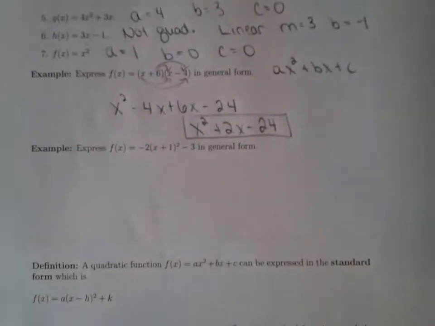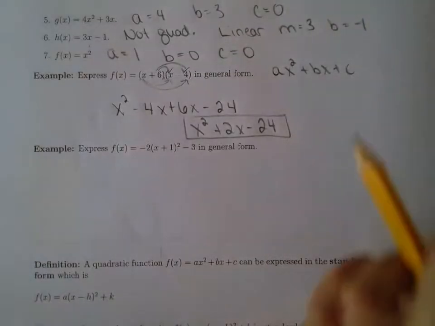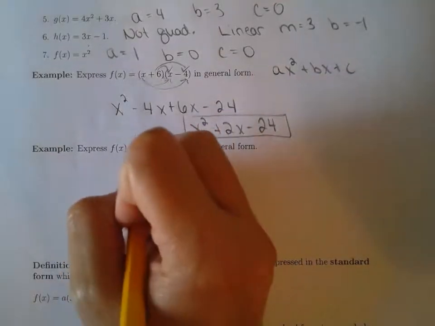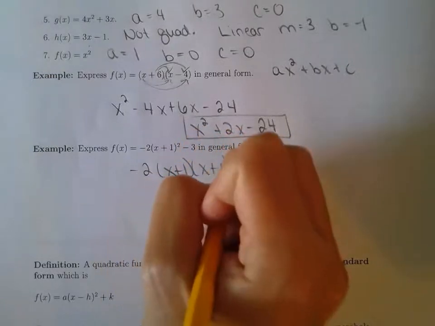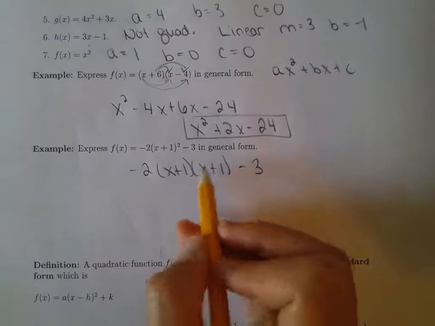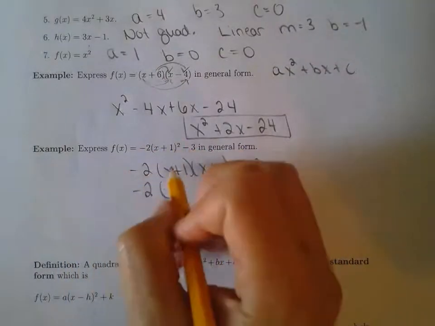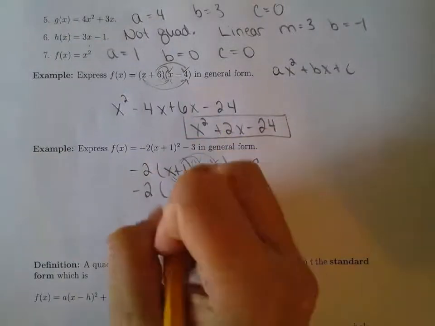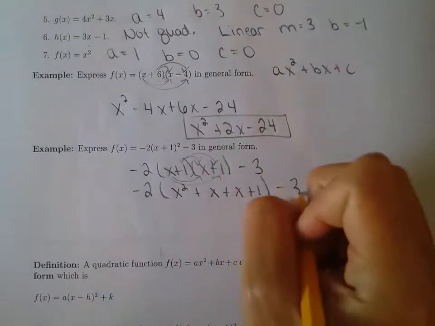Okay, next example. Express f of x equals negative 2 times x plus 1 squared minus 3 in general form. So again, we want it in this form. Okay, so we're going to multiply out. Instead of x plus 1 squared, we're going to write x plus 1 times x plus 1. That's the same thing, minus 3. So let's go ahead and distribute this out first. So minus 2, this would be x times x, x times 1, 1 times x, 1 times 1. So x squared plus x plus x plus 1, minus 3.